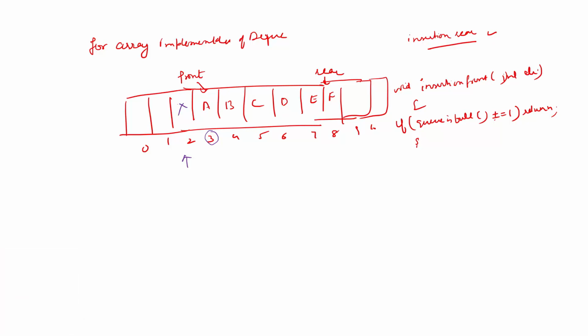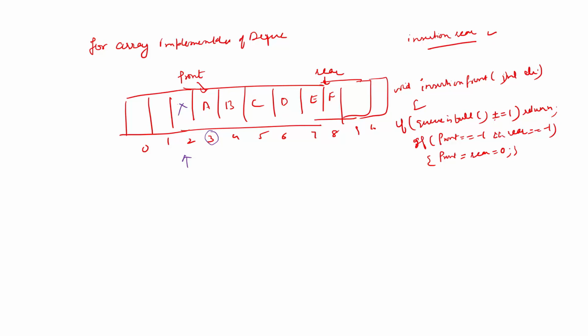Now one more thing: if your front and rear are both equal to minus 1 initially, that is, the queue was initially empty, just like we did in the previous examples, then you will have to set front and rear both equal to 0. This is the first case. The second case is the general case, front minus 1.